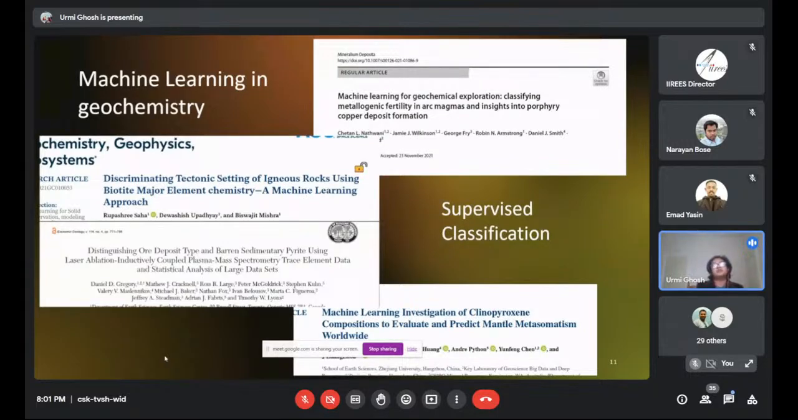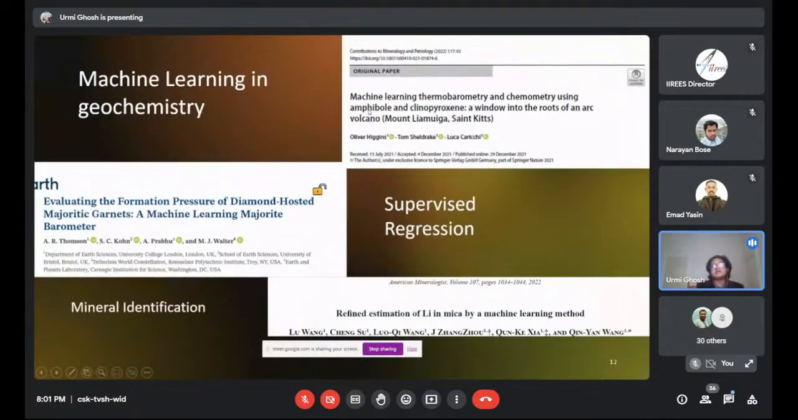Now, if you just search machine learning and geochemistry in Google, you'll come across a large number of papers. Recently, a lot of work is being done. Here you can see some of the supervised classification problems where the tectonic settings have been used, like discrimination of tectonic setting based on major element chemistry. Again, based on major element chemistry, they have tried to predict whether there has been a mantle metasomatism or not. And they are used to classify the different fertility of arc magmas. So these are the different examples.